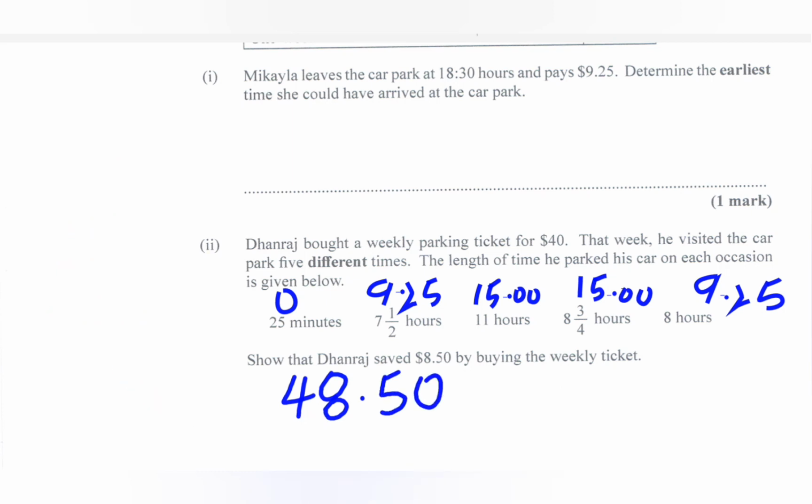So if he bought parking daily, he would pay $48.50, but because he bought the weekly parking ticket for $40, he would have saved some money. So let's subtract 40 from this amount here, which is $48.50, and we're going to get $8.50.